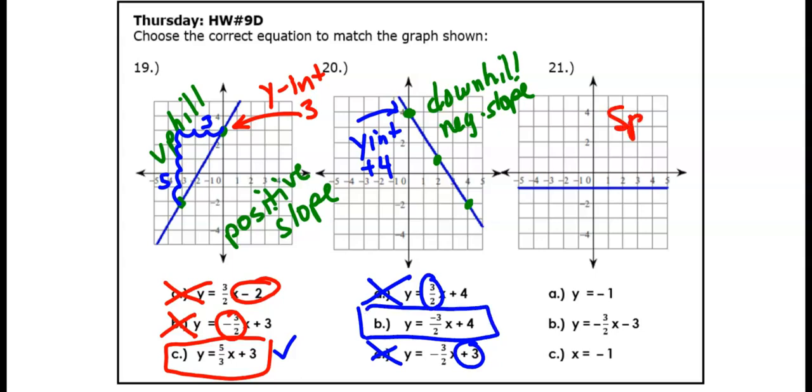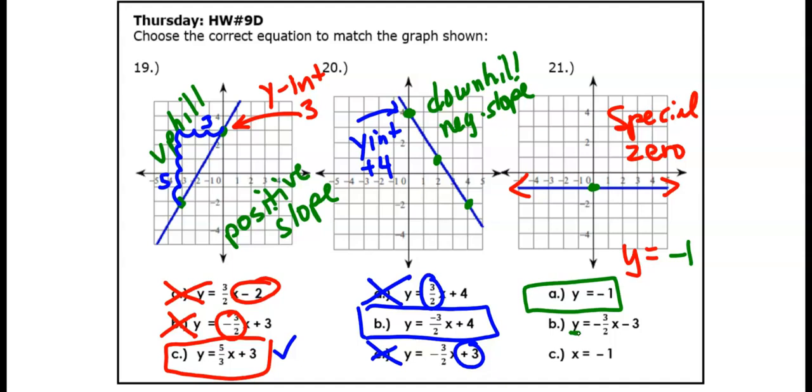Now this one is a special line. And it's special because it is horizontal. This is 0 fun, right? So we have a slope of 0. That means in our equation, the slope coefficient would be 0, or no x's at all. Now we need to observe where it crosses the y-axis. It crosses at -1. That makes A our answer.